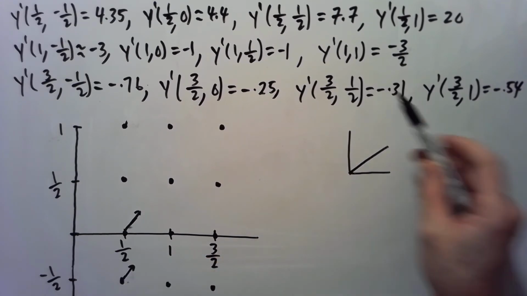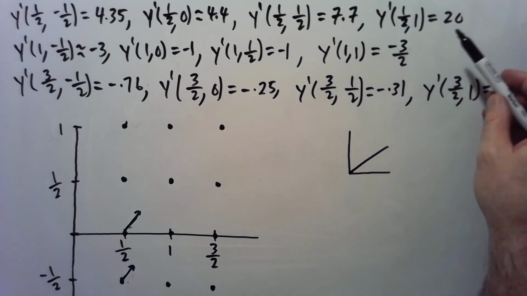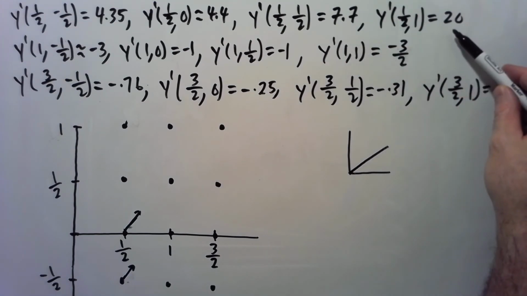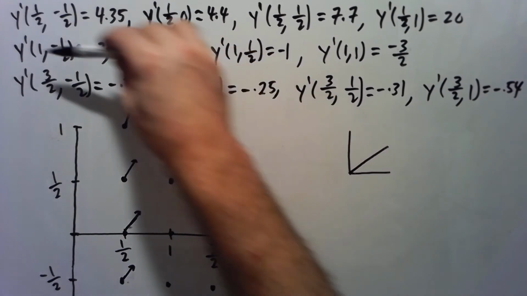So I've done it here, and at 1/2, 1/2, the slope is 7.7, so it's getting steeper. And at 1/2, 1, it's 20, so it's even steeper. So you put these two in now. Okay, so we've got those two. Now let's go on to this line.